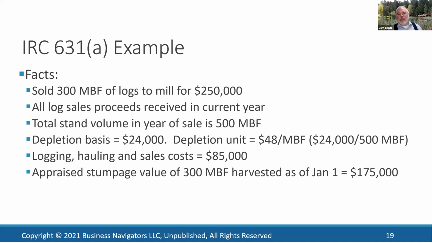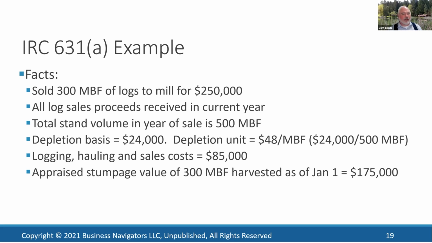Got an example here. So we sold 300,000 board feet for $250,000. All the sale proceeds received in the current year, so no allocation problem. The stand volume in the year of sale is 500,000 board feet. So our depletion basis in the property when we acquired the property was $24,000. So our depletion unit is $48 per thousand.